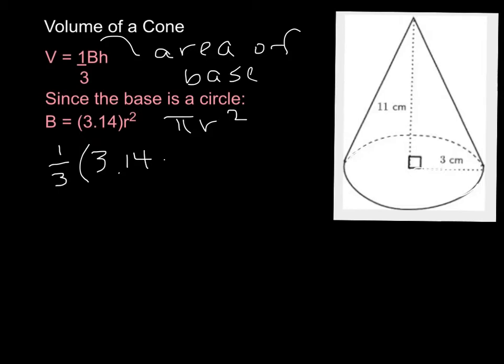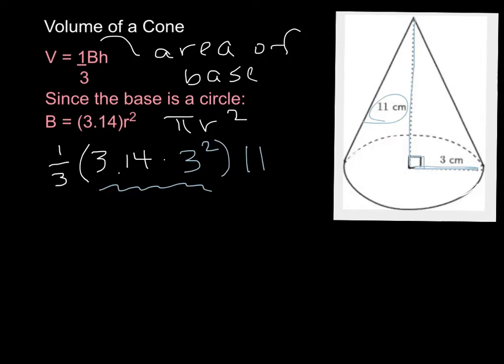Now the radius of our circle, if you come over here, is 3 centimeters. So 3 is our radius, and we're going to square that. So notice our parentheses here, that's our big B, and then we're going to multiply that times the height. Now the height of a cone is from the top of the cone down to the bottom. That forms a right angle, so our height here is going to be 11. So multiply times 11.